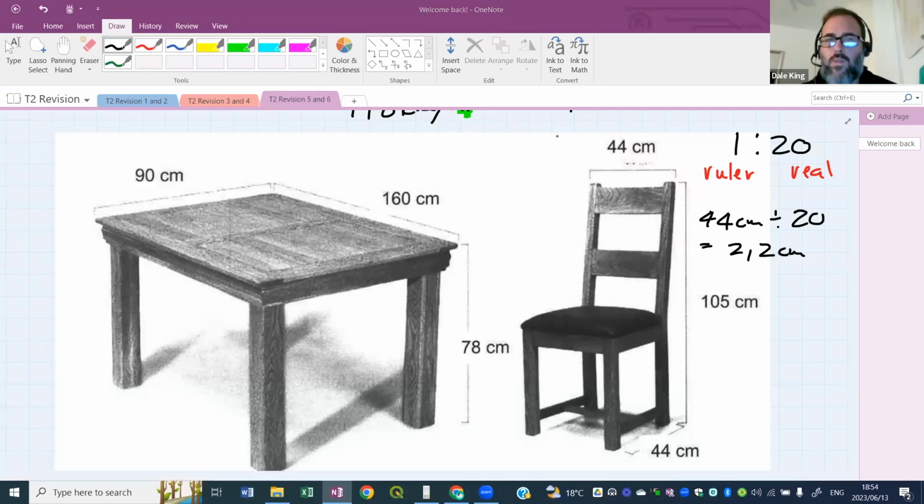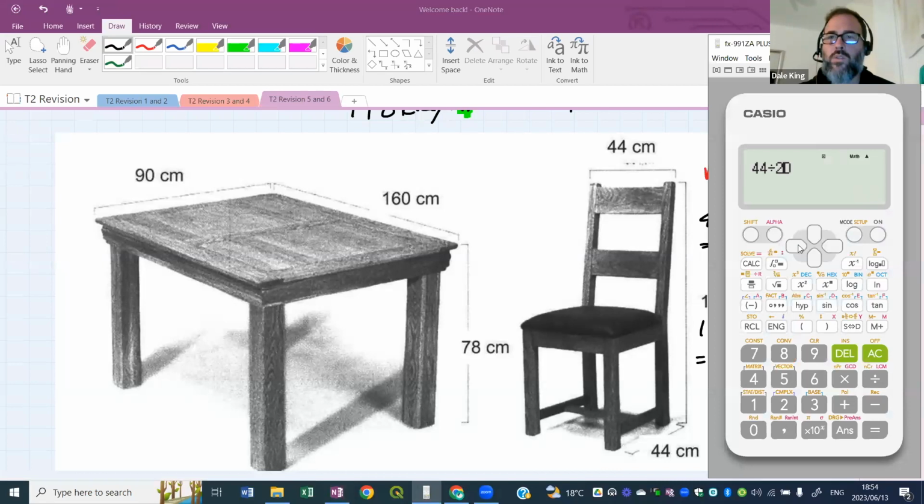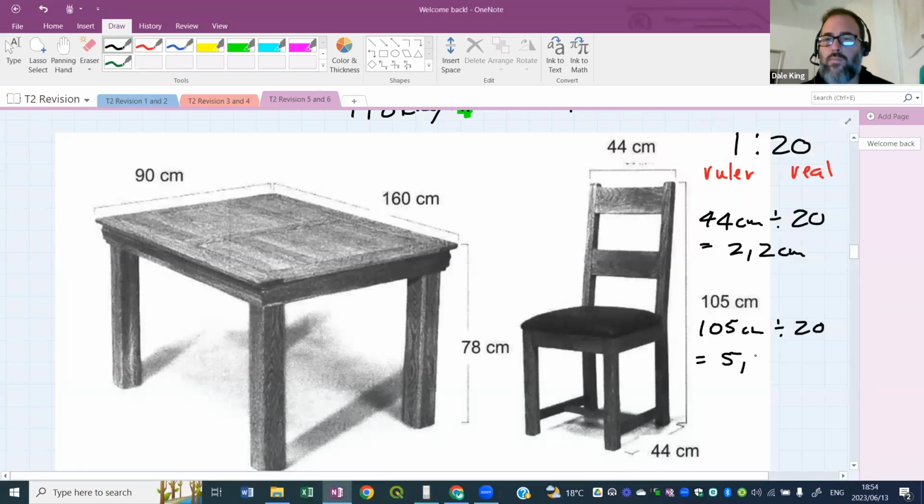Okay. So now the second one, we're going to do the same thing. So it's 105. Excuse me, 105 divided by 20. Let's just change this 44 to 105. And we're going to get 5,25. And we do the same for this one. I'm just going to write you divided by 20, and it'll give me 2,2 centimeters. All right, so we've changed all our real world measurements that are shown in this diagram to scale drawing ruler measurements.